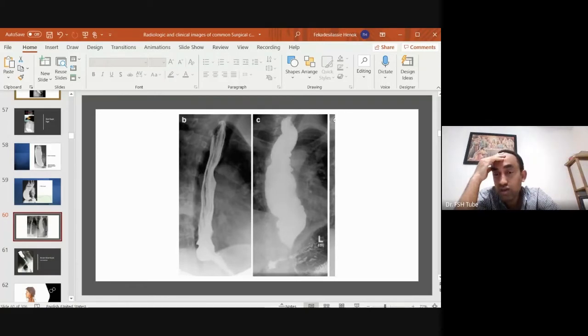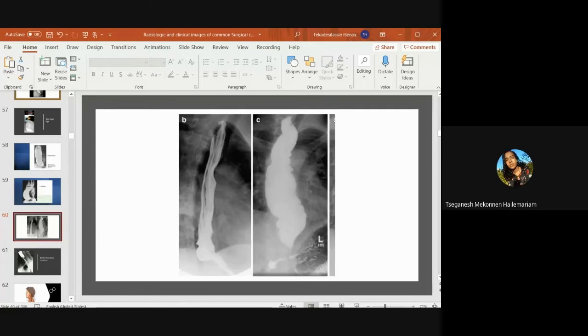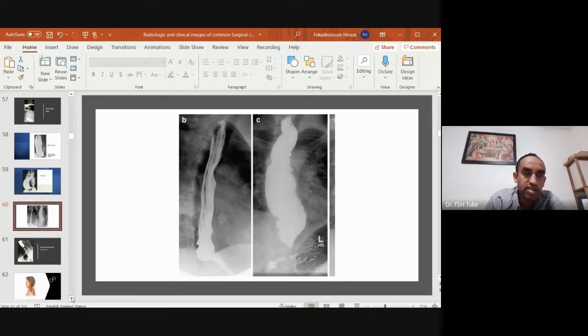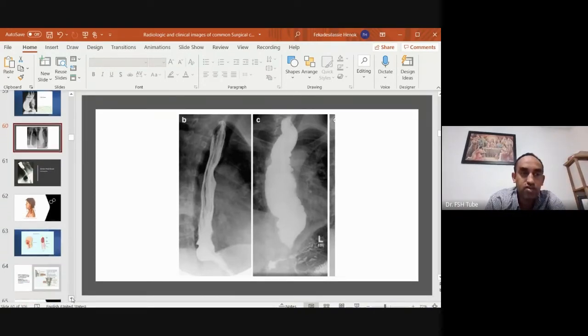And the other part of the GIT which can be affected is the colon. I told you already. So mega colon and mega esophagus are manifestations. And what other part of the body can be affected by Chagas disease? Something in the heart. Yes, heart. Excellent. So there could be cardiac manifestations. If there is any history of travel to South America, you have to suspect it.